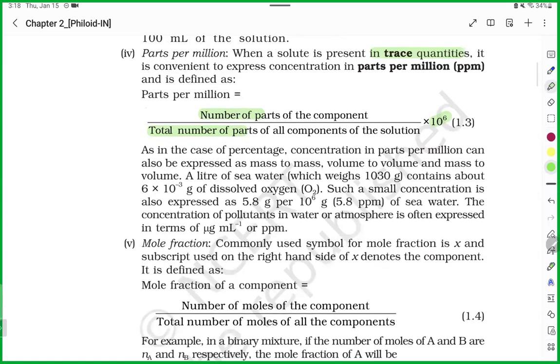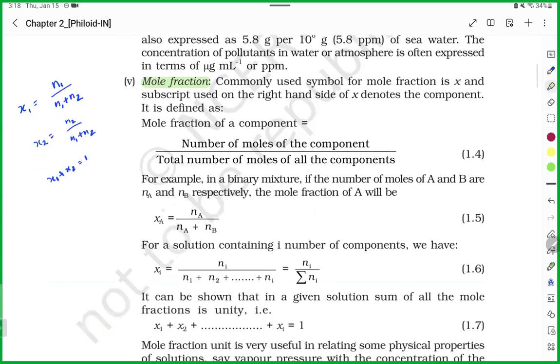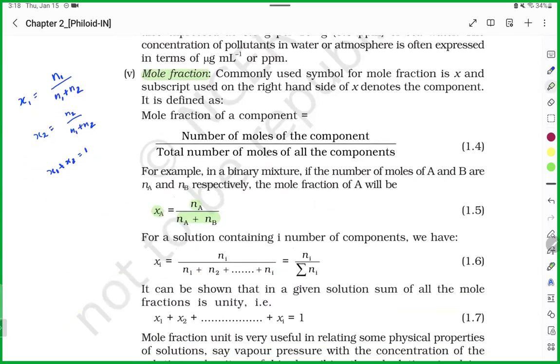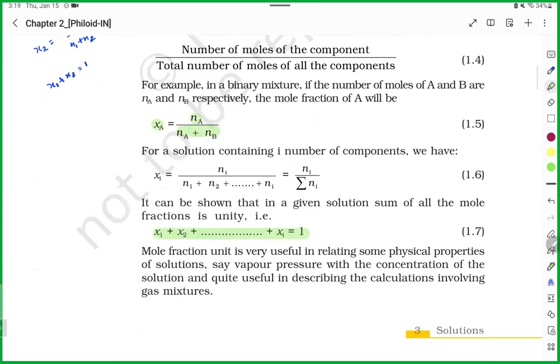This is very popular. Pratigya, what is mole fraction? Given mole by total number of moles. If you add both of them, the value will be equal to 1. So you don't need to calculate both. Calculate one, the other you will get. Okay. So XA is like this, and XB will be like this. If you add all of them, the answer will be 1.